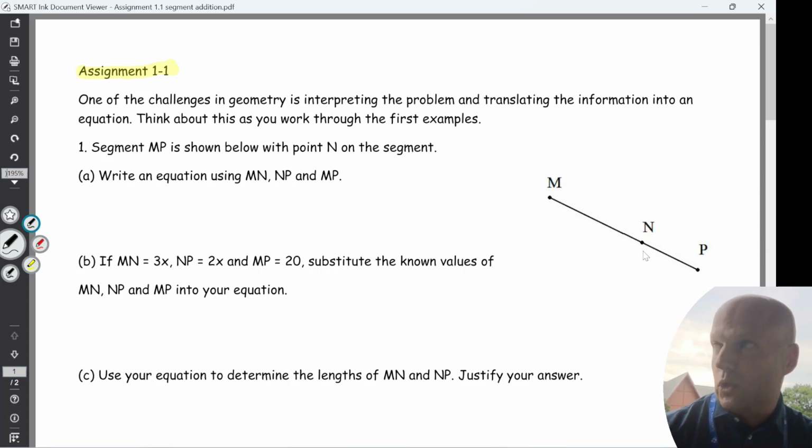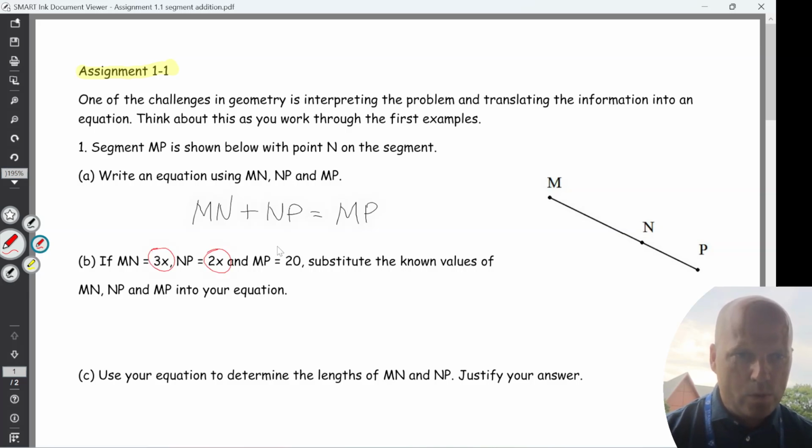So N is between M and P. We know it's on the line segment, but we don't know that it's halfway. So a simple equation is that the length of segment MN plus the length of segment NP equals the overall length of the segment MP. MN plus NP equals MP. And then we start involving algebra.